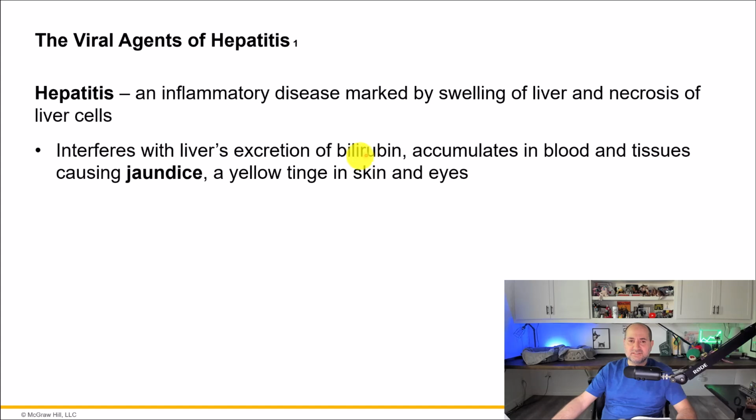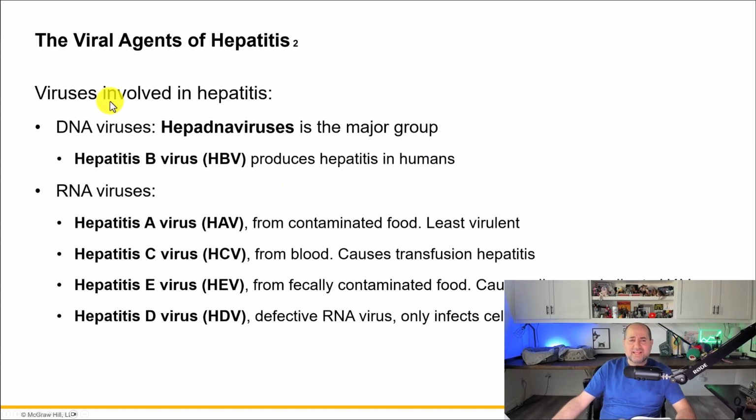And if the liver can't excrete bilirubin properly, bilirubin starts accumulating in the blood and the tissues, and it causes jaundice. It causes a yellow tinge to the skin and the eyes. And there are several viruses that can cause hepatitis, inflammation of and damage to the liver. The DNA virus that affects humans is hepatitis B virus, or HBV, though there are a host of RNA viruses that cause hepatitis as well, including hepatitis A, C, E, and D.